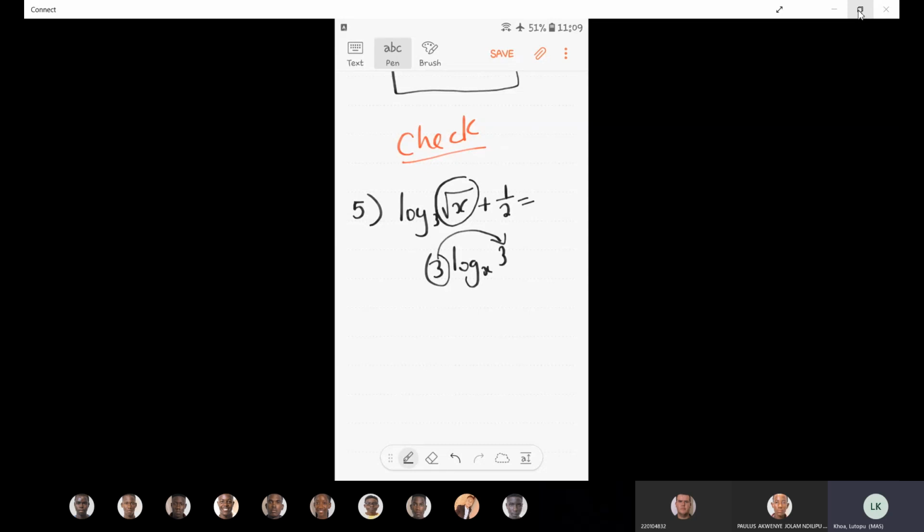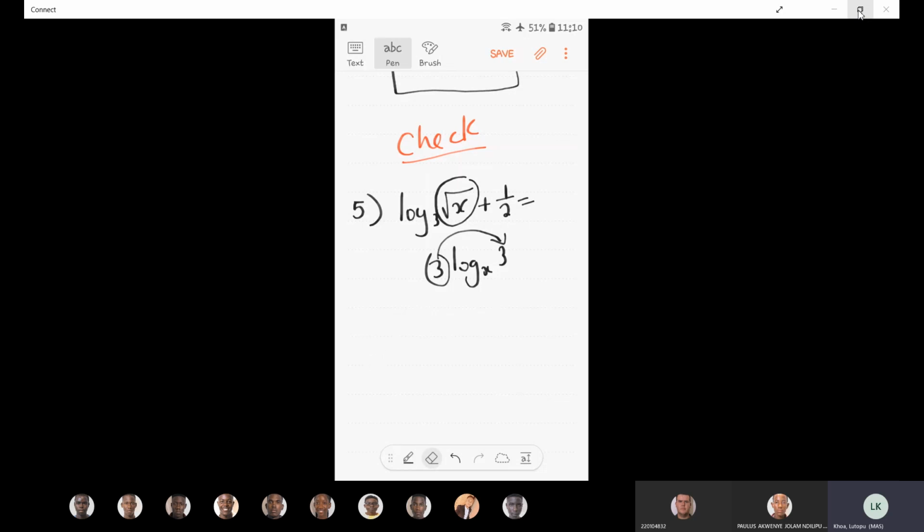Okay, let me leave that one for now. So I have log base 3 square root of x plus half. Okay, let me not even do that. I'm making it more complicated.